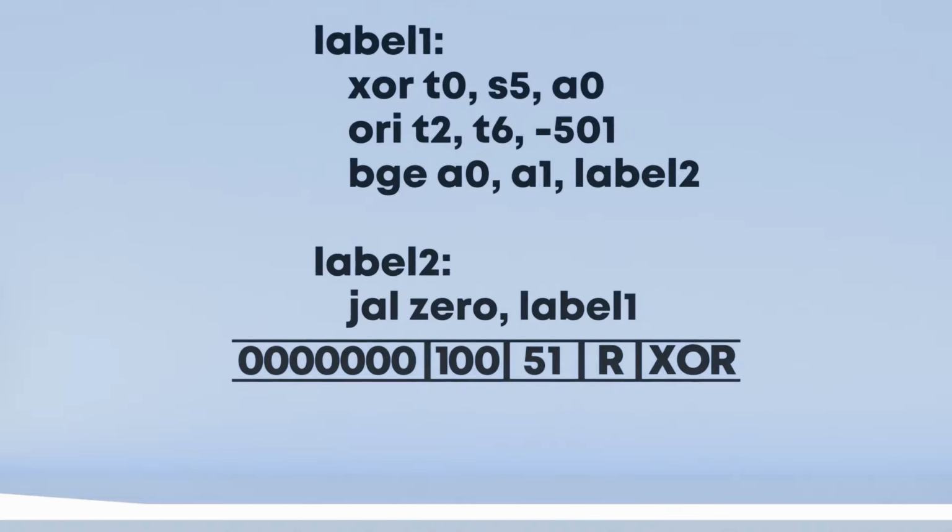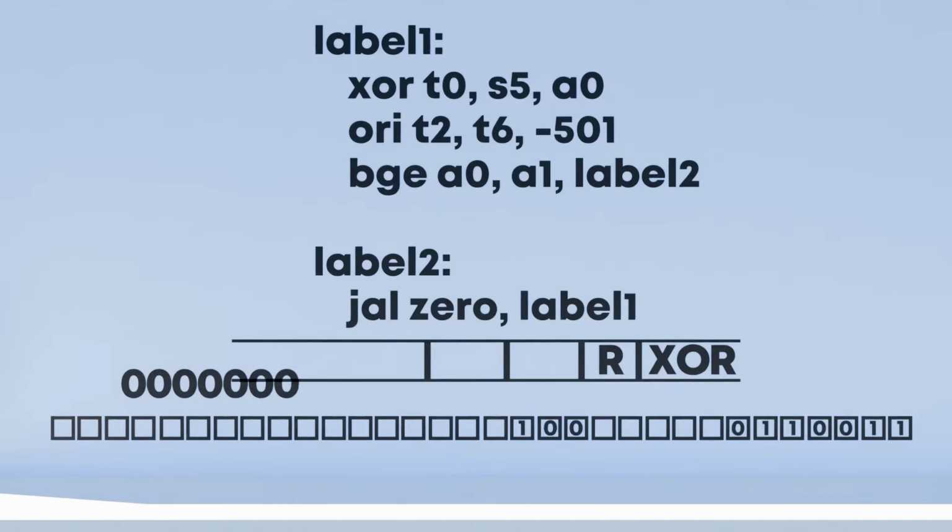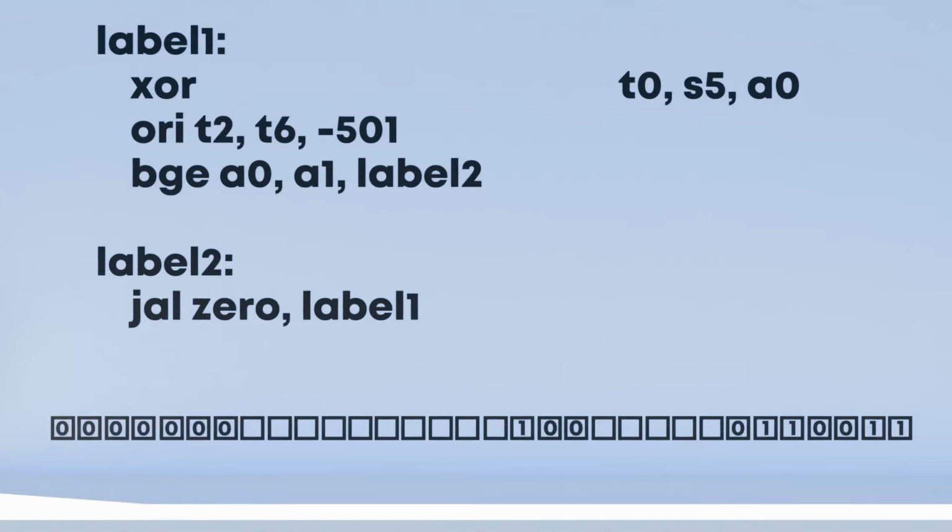So from our table, we can read off that the opcode is 51. The func3 field is 4 and the func7 field is 0. We'll just fill in those numbers into the R-type format. As for our registers, T0 is register X5, so fill in 5 in that spot. S5 and A0 are X21 and X10 respectively, so fill that in to finish our first line of machine code.